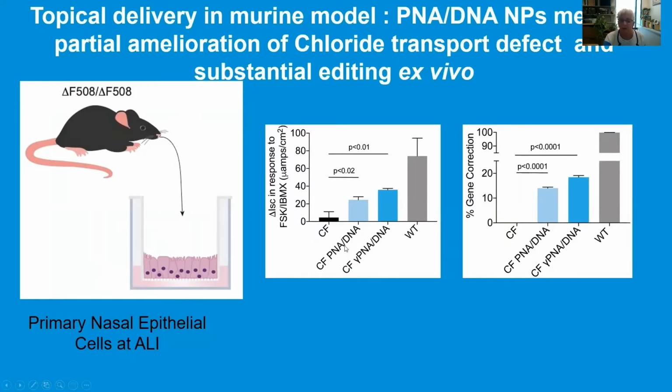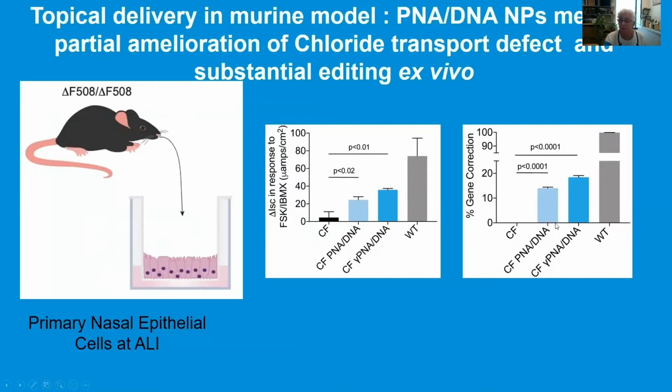Just want to point out, here's our CF PNA DNA. Here's the gamma PNA DNA, and what you can see as far as short circuit current response to IBMX and forskolin, CF versus our treated monolayers versus wild type. We're getting an increased response with our gamma PNA DNA particles, and that increase in short circuit current also correlates with an increase in gene correction.